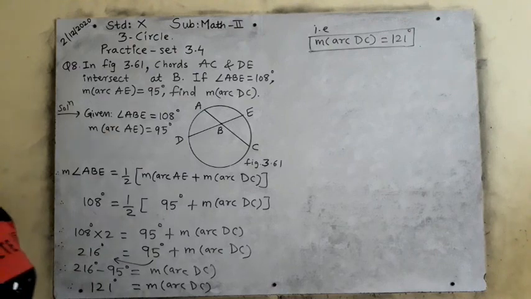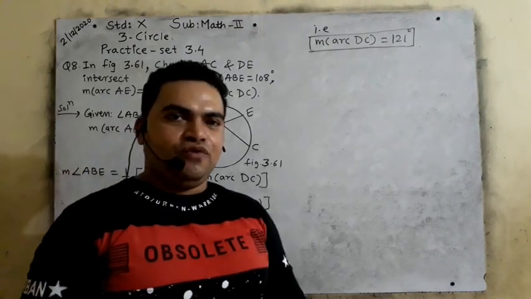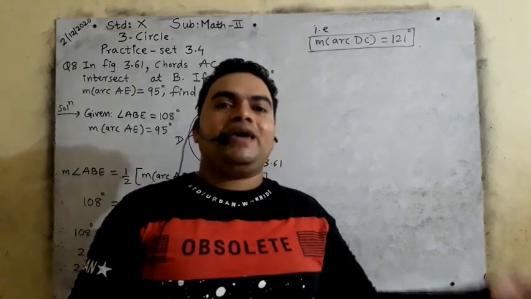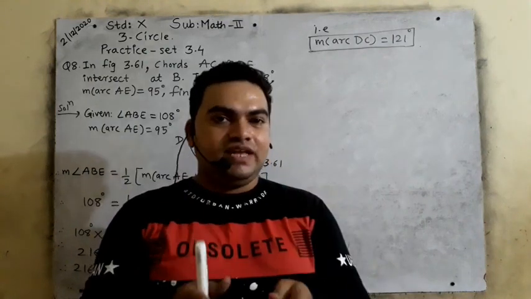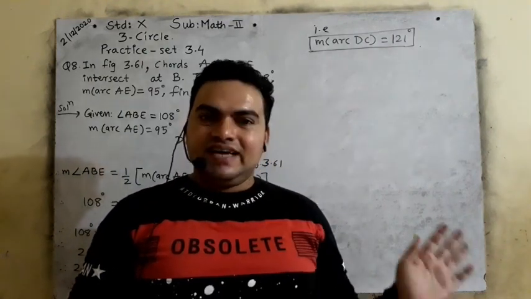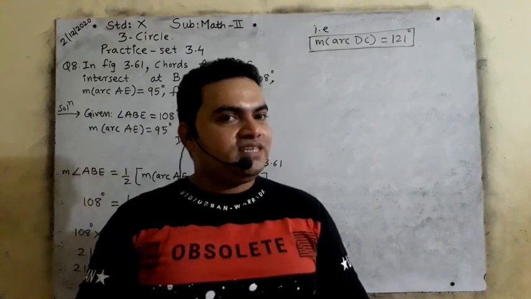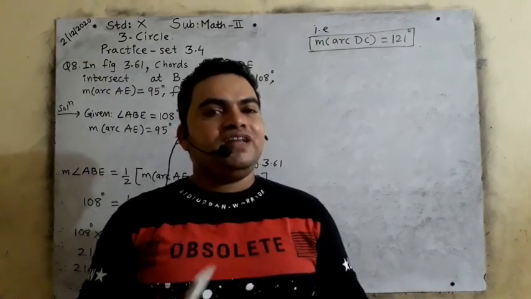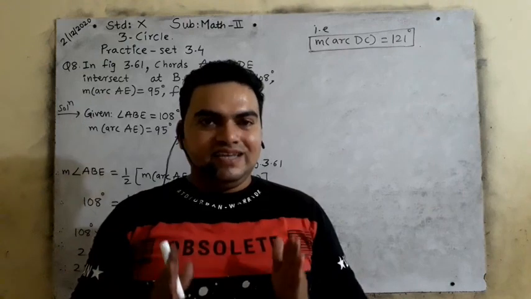So this is how we finish practice set 3.4, and the rest of the pages are reduced from your syllabus for this year. The next exercise is also reduced from your syllabus for this year. So here it means we finish chapter number 3, Circle.